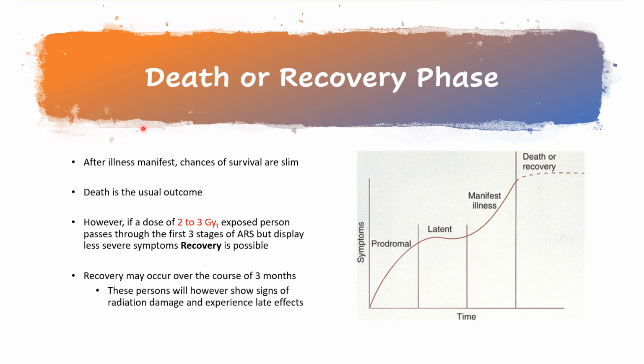Death or recovery phase. After illness manifests, chances of survival are slim. Death is the usual outcome. However, if a dose of 2 to 3 gray tissue exposes a person who passes through the first 3 stages of acute radiation syndrome but displays less severe symptoms, recovery is possible. Recovery may occur over the course of 3 months. These people will, however, show signs of radiation damage and experience late effects.